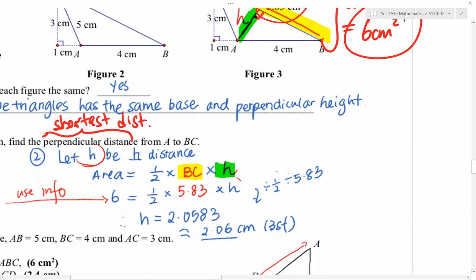You can divide by half, as shown. Or you can think of it as multiply by 2. Because when you take half times 2, you get 1, isn't it? Multiplying by 1 effectively is not doing anything. You are effectively removing the half by multiplying by 2. So on both sides, divide by half or multiply by 2 is the same thing. And the next step, both sides divide by 5.83. So you would have removed both of these. On this side, it will be 6 divided by half divided by 5.83. And we get our height to be 2.06 cm.